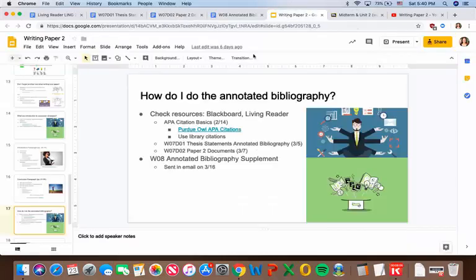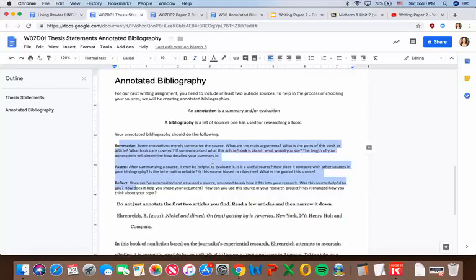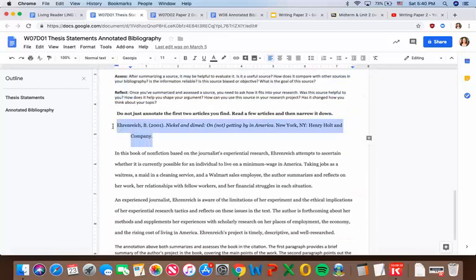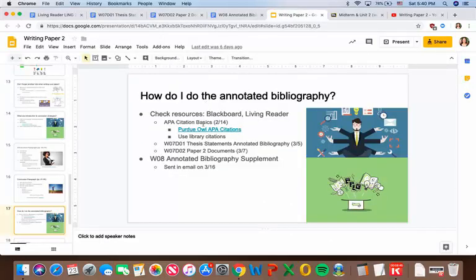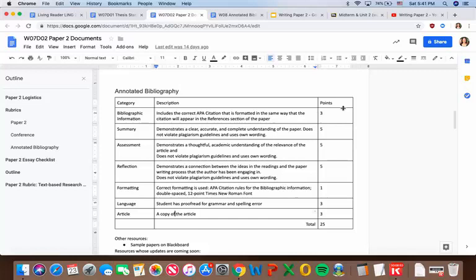one resource is going to be this APA Citations Basics, and you're going to include that correct APA citation. There's an example of a correct APA citation from the sample that is included in the annotated bibliography supplement. You've got that right there. And then also you can look and find, here's another example of an APA citation. If I'm looking at the annotated bibliography that was handed out week 7, it gives you that example so you can see what the APA citation looks like. If you need some extra instructions, you can use the resources that I've suggested in this slide here. So if we have a correct APA citation, we get our 3 points.